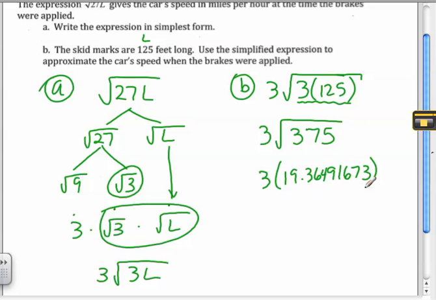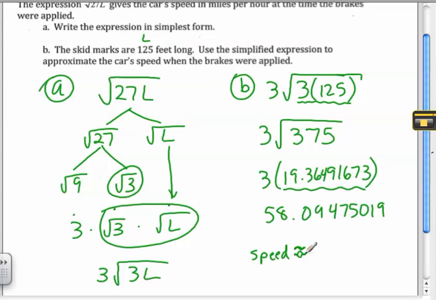19.36491673. That's an approximation. And then when I multiply that by 3, I'm going to get 58.09475019. And they said use the simplified expression to approximate the car's speed. So I'm going to say that the car's speed was approximately, that's what these little wavy equal signs mean, they mean approximately 58 miles per hour.